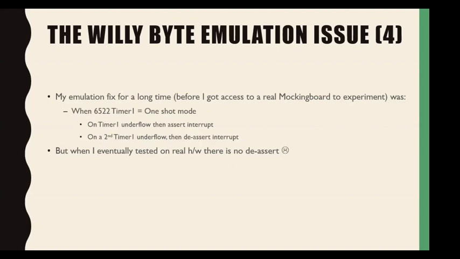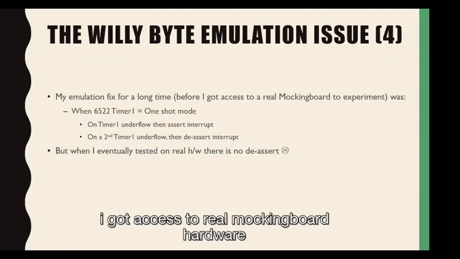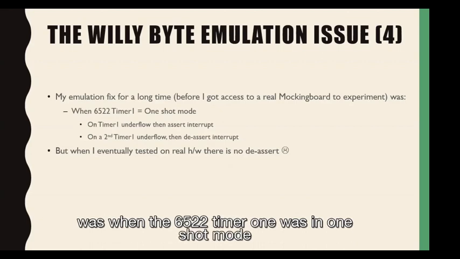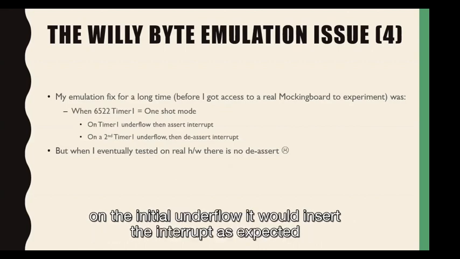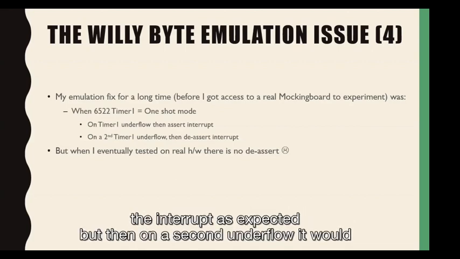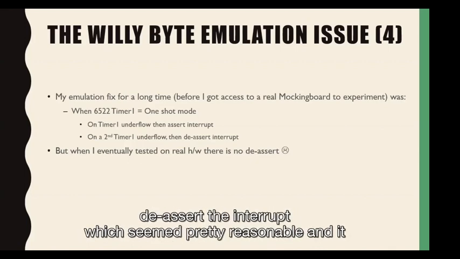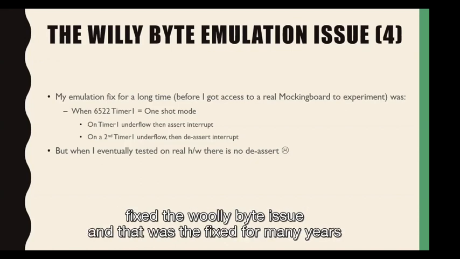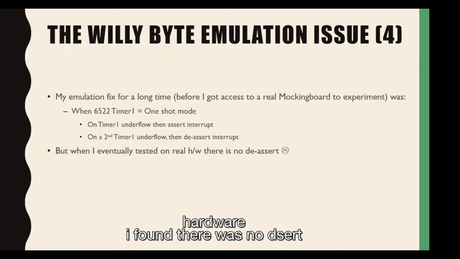My emulation fix for a long time, before I got access to real Mockingboard hardware, was that when the 6522 timer 1 was in one-shot mode, on the initial underflow it would assert the interrupt as expected, but then on a second underflow it would deassert the interrupt, which seemed pretty reasonable, and it fixed the Willy Byte issue, and that was the fix for many years. But when I eventually tested on real hardware, I found there was no deassert.